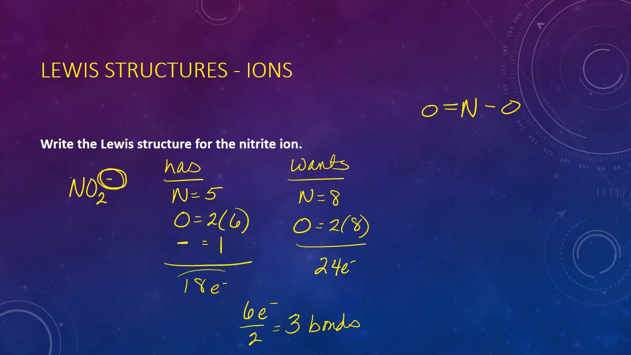We have 18 electrons to place. We've only put on 6. 2, 4, 6. Now what? Well, let's try. 6, 7, 8, 9, 10, 11, 12, 13, 14, 15, 16, 17, 18.